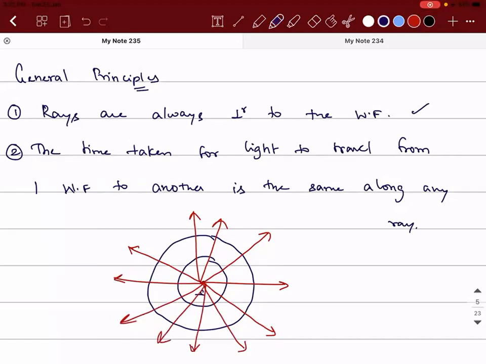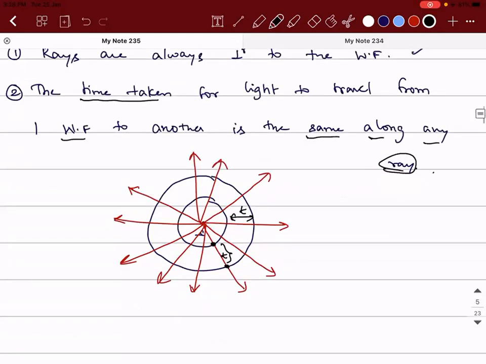They take certain time to travel from one wavefront to another. If you calculate the time taken by this wavefront and the time taken by this wavefront, they're trying to say that they both will be the same. That is the meaning of the statement. The time taken for light to travel from one wavefront to another is the same along any ray that you consider. That is the meaning of it. Okay. So these are the two general properties.